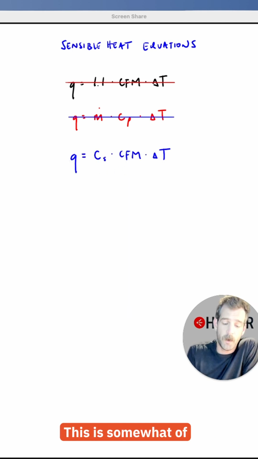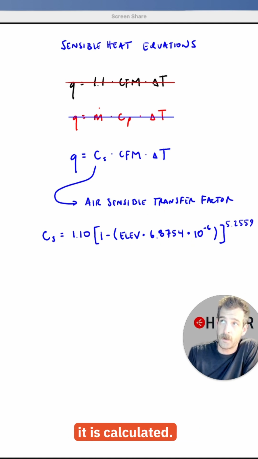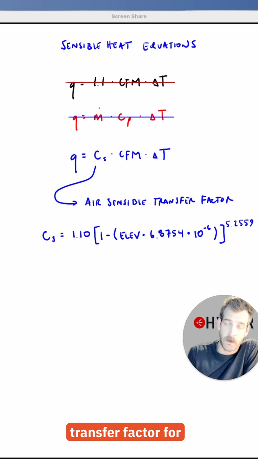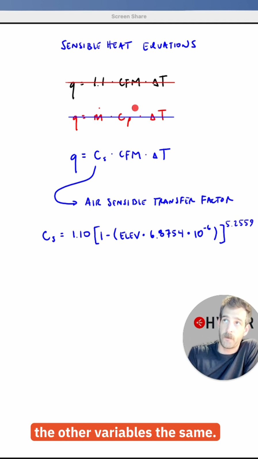This is somewhat of a hybrid for the sensible heat equation. You still have familiar terms, your load, CFM, and delta T, but instead of making this big assumption with a 1.1 or a 1.08 coefficient, we're actually going to calculate the coefficient. This is the air sensible transfer factor, and this equation right here is how it is calculated. It looks a little messy, but you'll see the only variable here is your elevation. So we can use this equation to actually determine the right air sensible transfer factor for our project at our location and our elevation, and we can keep all the other variables the same.